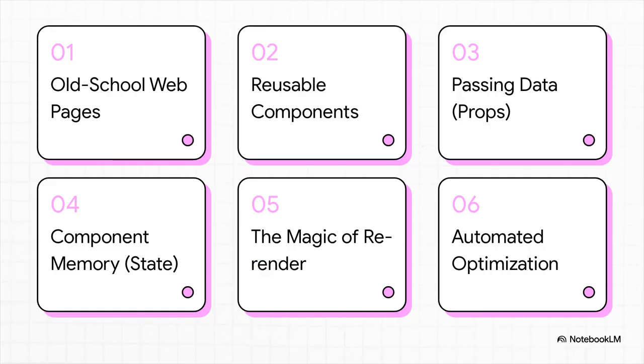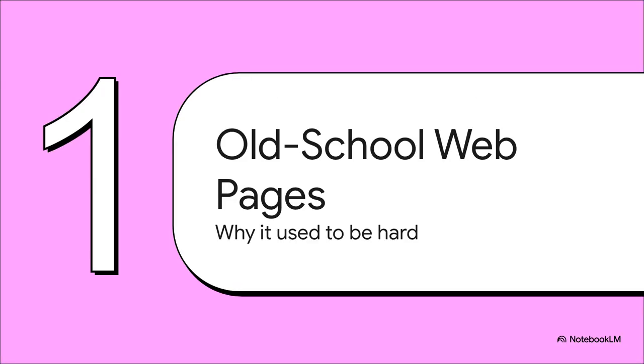So here's our game plan for today. We'll start by looking at the why, the problems that old-school web development just couldn't solve. Then we'll dive straight into React's core ideas: components, props, and state. We'll see how those pieces come together to create that magic self-updating UI. And then we'll wrap up with a little peek into the future to see how things are getting even simpler. All right, first up, let's talk about the old way of doing things and why building interactive websites used to be, well, a real pain.